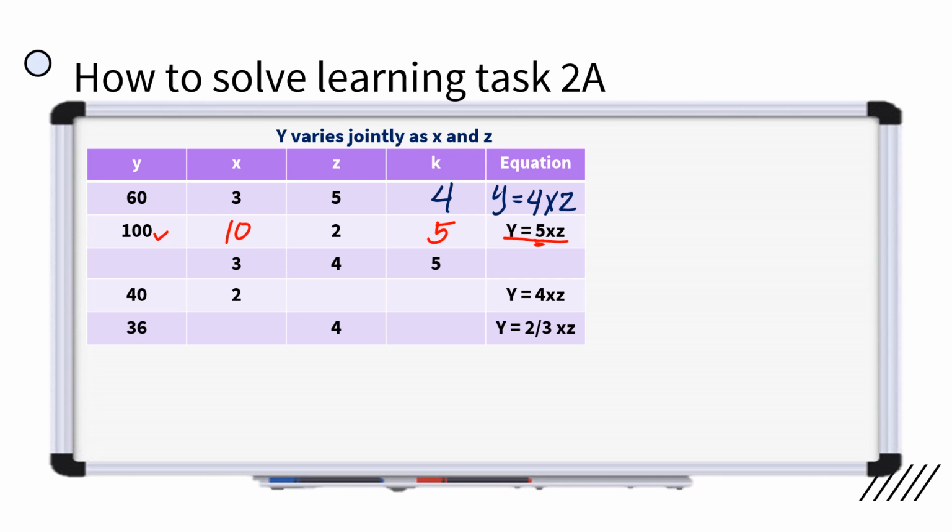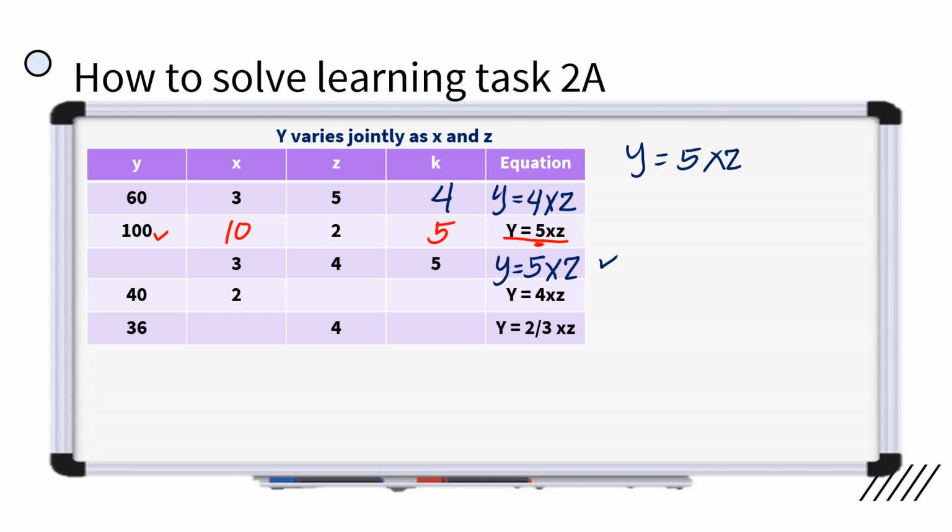third line. So, ang nawawala ngayon dito is the equation and the value of y. So, we can simply find the equation because may k na tayo. I-rewrite lang natin katulad doon. So, we have y equals, ang k natin is 5. Then, just write the variables x and z. Ayan. So, we have the equation y is equal to 5xz.